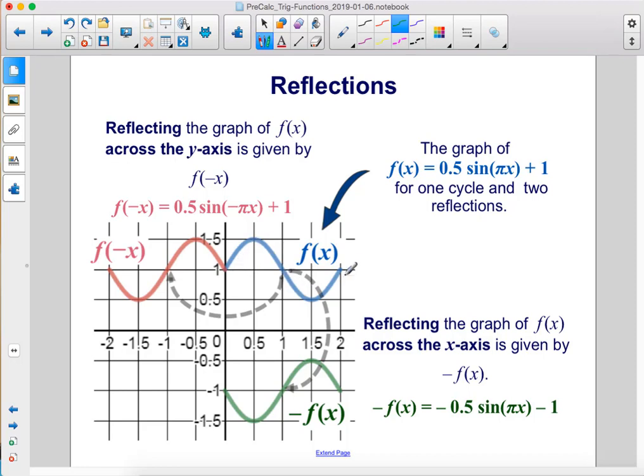Here's our original graph f of x, 0.5 sine pi x plus 1, for one cycle. And we've reflected it twice. Once across the y-axis using f of negative x, so this becomes 0.5 sine negative pi x plus 1. And then we've reflected it across the x-axis with negative f of x. So this graph has an equation of negative 0.5 sine pi x minus 1.